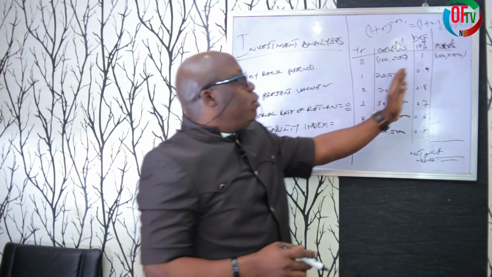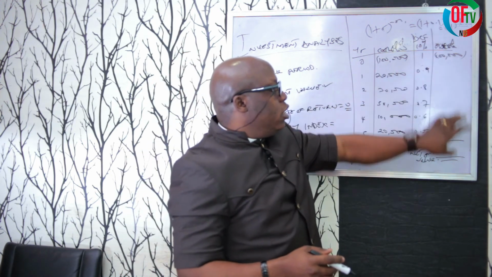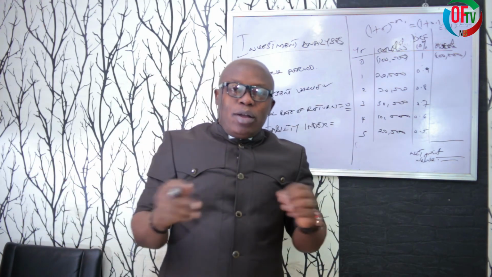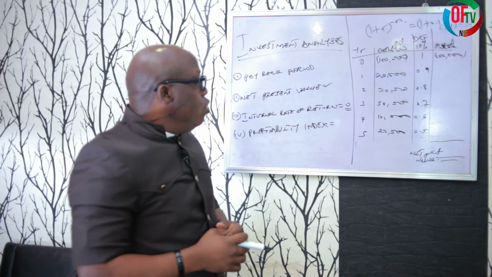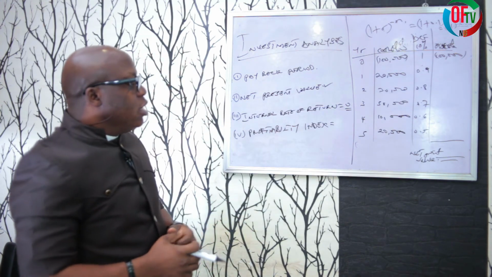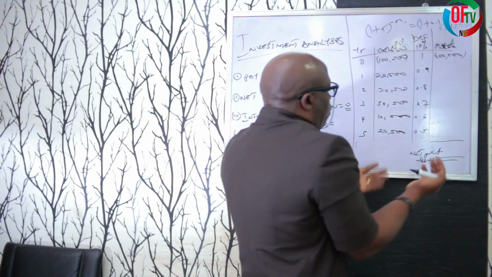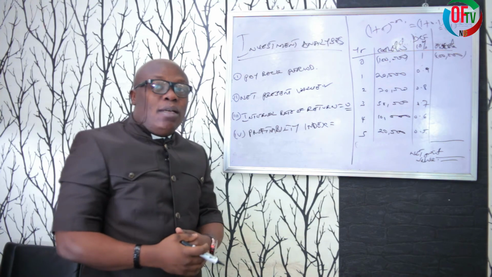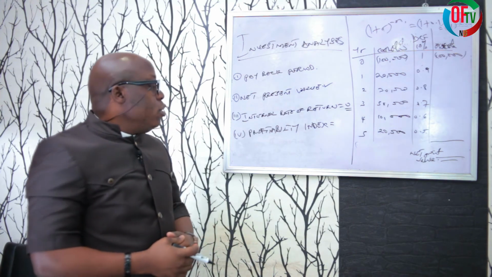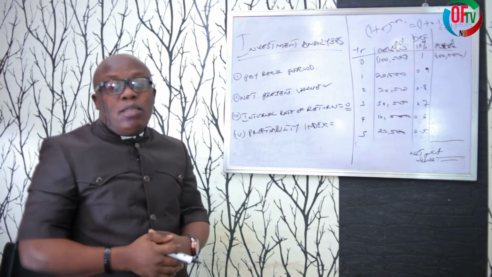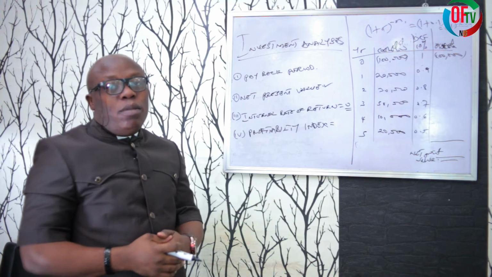So by the time you multiply this and subtract it from this 100, you have what we call net present value. Your net present value may be negative, or it may be positive, depending on how viable the business is. Now, if your net present value is positive, you advise your client that he can go ahead with the business. While if the net present value is negative, you begin to question the morality of that business, that the business may not be viable.